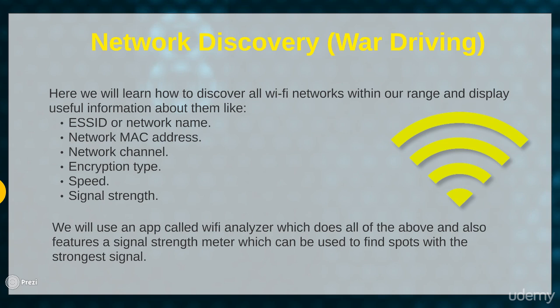So we're going to use an app called Wi-Fi Analyzer, which gives us information about all the Wi-Fi networks that are around us. It gives us the network name, the MAC address, the channel, the encryption, the speed, the signal strength, and it even shows the devices that are connected to our current network. We'll talk about that in the next class.